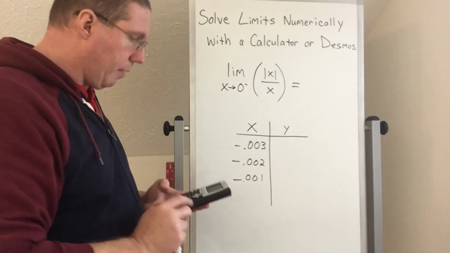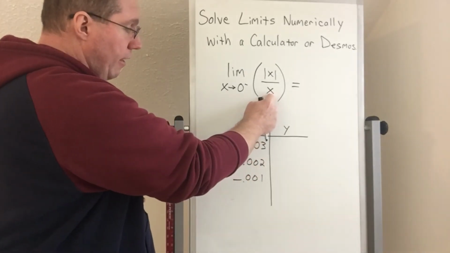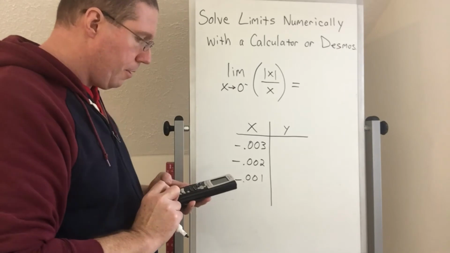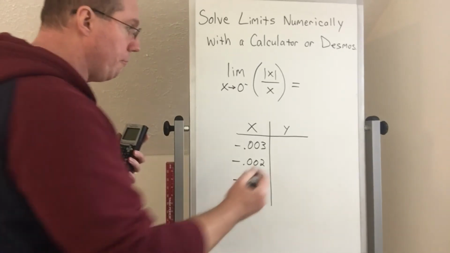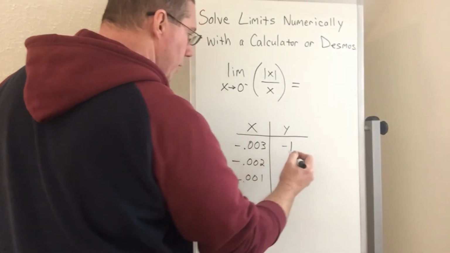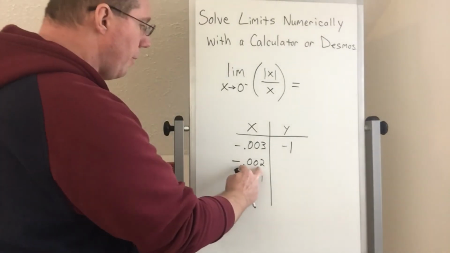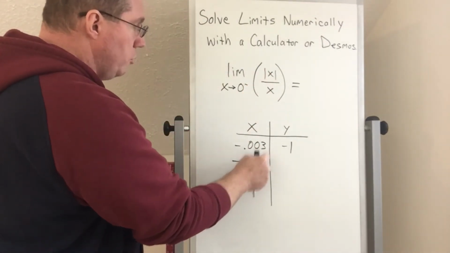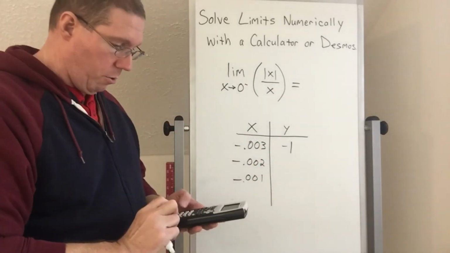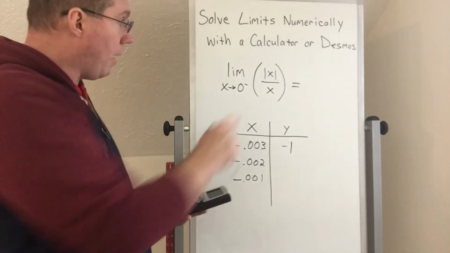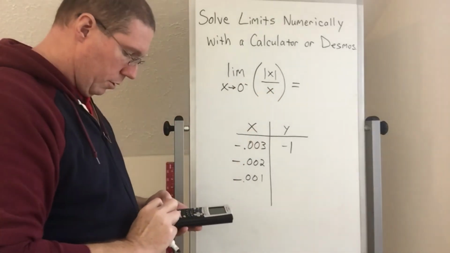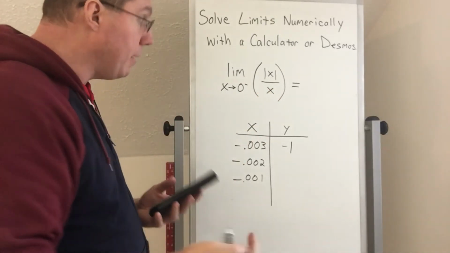0.003 divided by, and then I'm just going to put negative 0.003 in the denominator, so divided by negative 0.003, and that gives me negative 1. So I'm going to put a negative 1 here. Now I'm going to do the same thing here. The absolute value of negative 0.002 is going to be positive 0.002 divided by, and now in here I'm just going to put negative 0.002. All right, and that gives me negative 1 again.